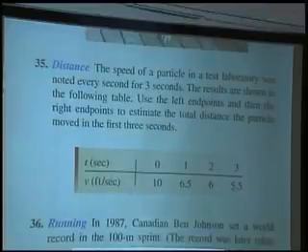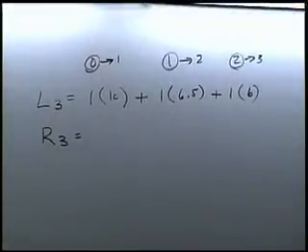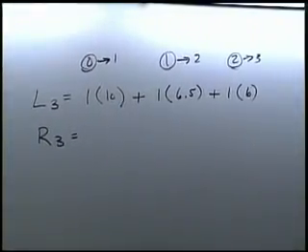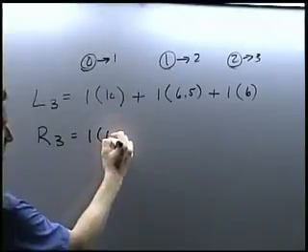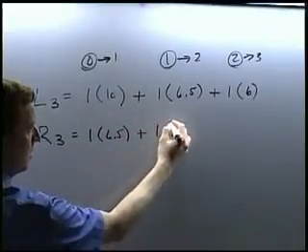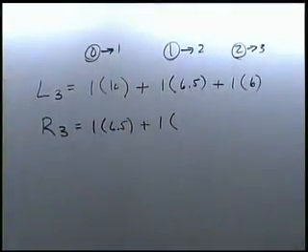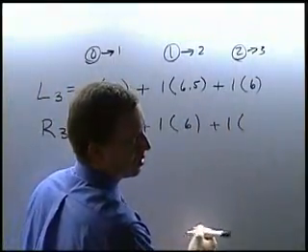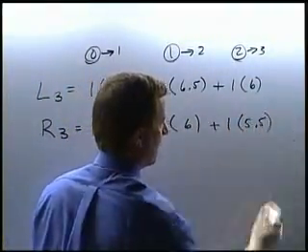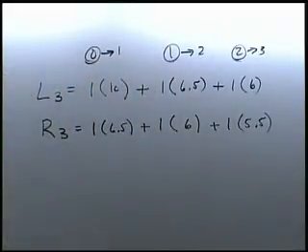Okay, now, what if we were to go through and calculate R sub 3? What if we were to use the right sides of these time intervals? Instead of using the beginning, let's use the end of the time interval. Okay, so what would this look like? 1 times 6.5, 1 times 6, and 5.5, sure. Okay, and I could add all those together. This would give me the estimate on the right side.